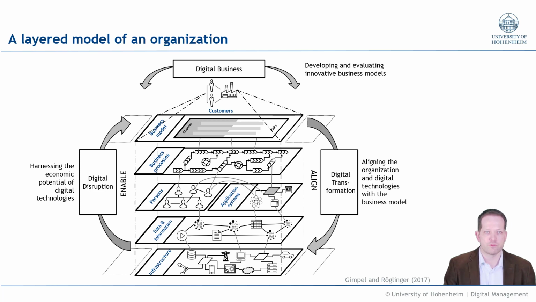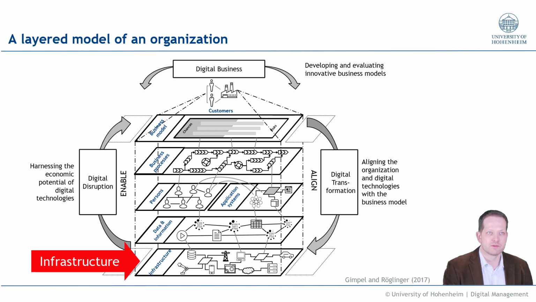And now we move a further level down to the lowest level in the model. In order to be able to use the potential of digital technologies, an adequate infrastructure is required. The infrastructure includes all hardware components and the system software required for the technical implementation. The term hardware covers all physical components and devices which are part of a computer or computer network.